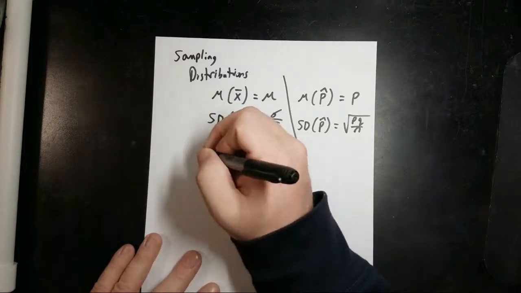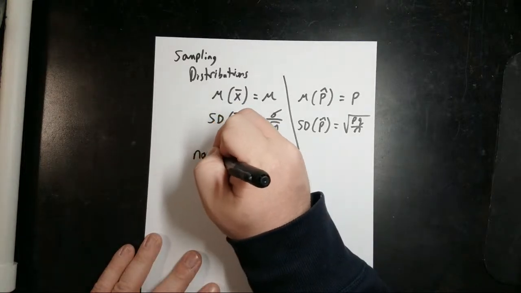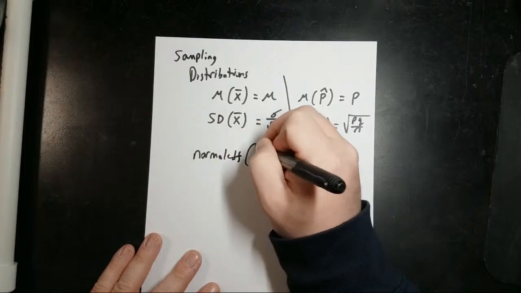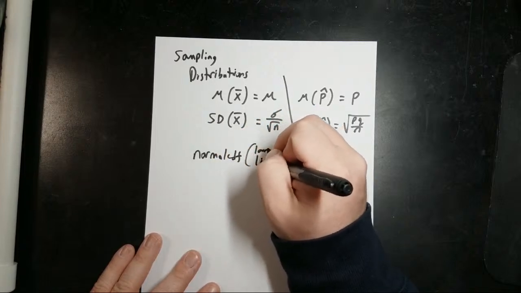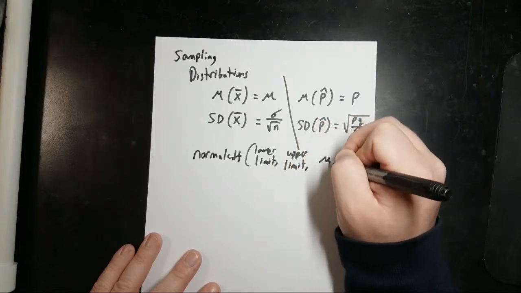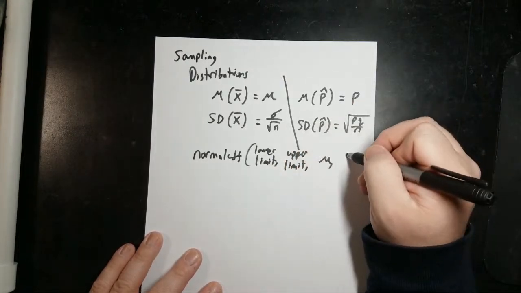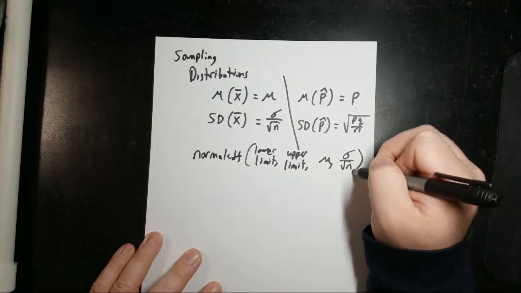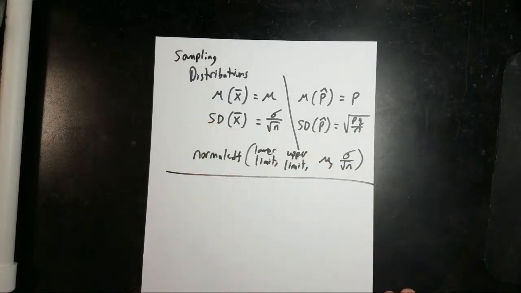Yeah, and it would basically be the same thing as before. Normal CDF, lower limit, upper limit, mu, and I'll just do it for this one, but then it's sigma over the square root of n. We have to take that into account for sampling distributions. That led into the fundamental theorem of statistics, which is also known as the central limit theorem.